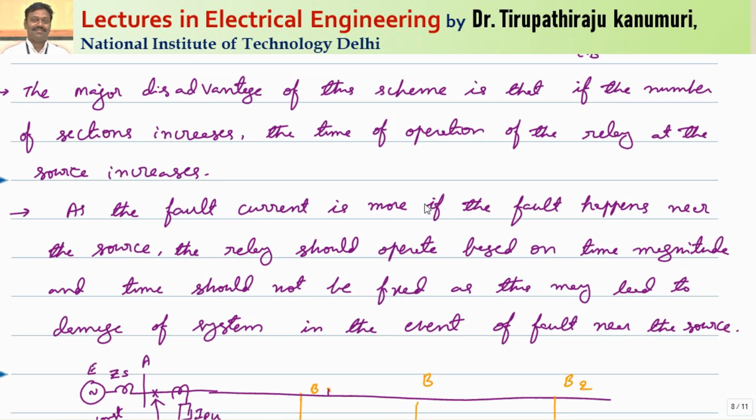So I am just repeating whatever we have seen till now. The major disadvantage of this scheme is that if the number of sections is increased, the time of operation of the relay at the source increases. As the fault current is more if the fault happens near the source, the relay should operate based on the magnitude, and the time should not be fixed, as it may lead to damage of the system. So it should depend on the fault current magnitude in the event of a fault near the source.